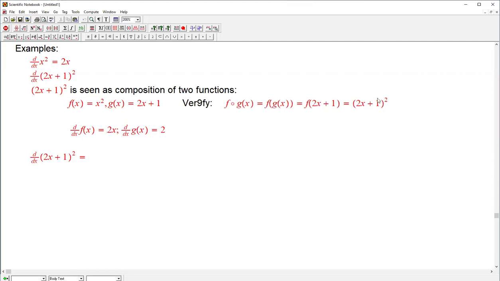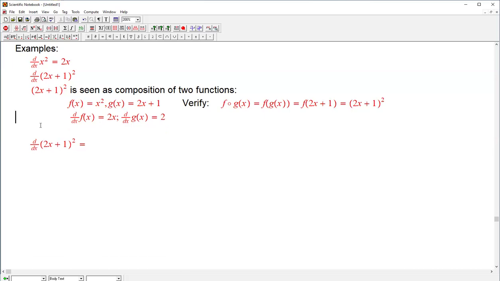Verify it's indeed the right composition. Now once we have identified f and g, and we also know their derivatives, one more thing I'd like to point out: f is a very simple function, and g is also a very simple function. In fact, both of them are polynomials, so we know how to find the derivative of a polynomial.